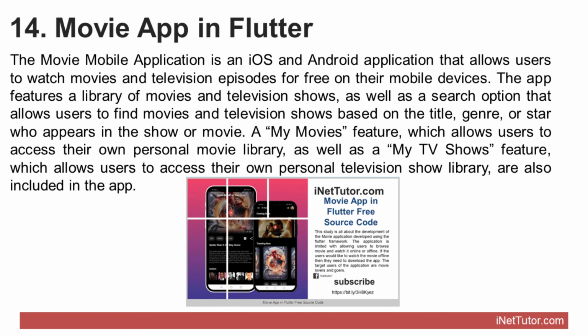The Movie mobile application is an iOS and Android application that allows users to watch movies and television episodes for free on their mobile devices. The app features a library of movies and television shows, as well as a search option that allows users to find movies and television shows based on the title, genre, or star who appears in the show or movie. A My Movies feature, which allows users to access their own personal movie library, as well as a My TV Shows feature, which allows users to access their own personal television show library, are also included in the app.